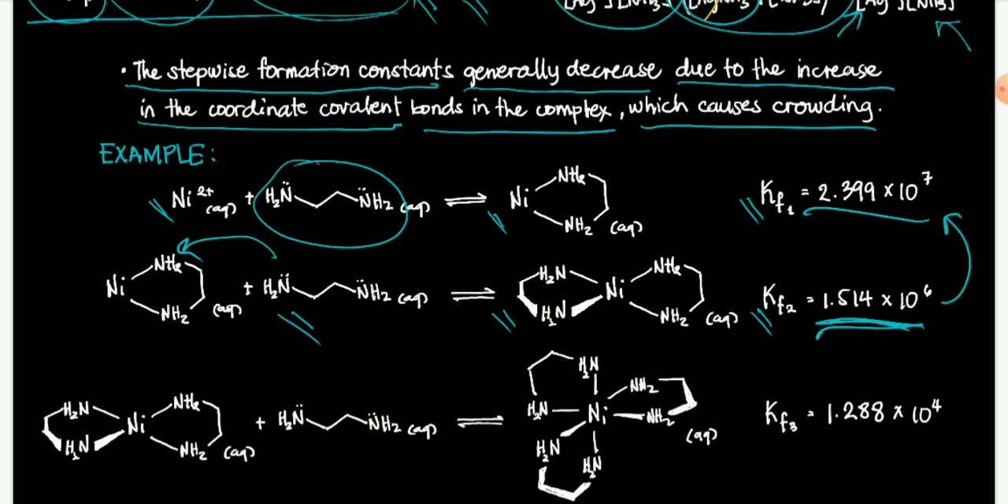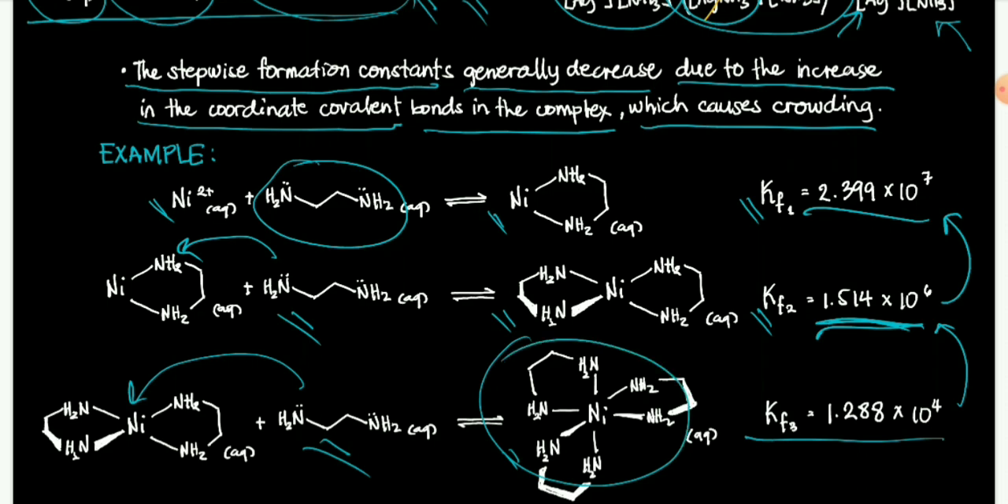So kapag kakabit na yung pangatlong ethylene diamine doon sa bis ethylene diamine nickel 2, magkakaroon na tayo ng tris ethylene diamine nickel 2 na cation. Okay? The Kf3 is less than Kf2. Kasi mas mataas na yung crowding sa tris ethylene diamine nickel 2 at sa bis ethylene diamine nickel 2. Tapos kakabit pa yung ating ethylene diamine. And yung ethylene diamine natin ay bidentate. Dalawa yung sites na kumakabit dun sa ating nickel. So mas mahirap gawin yung ganong klase ng complexation.